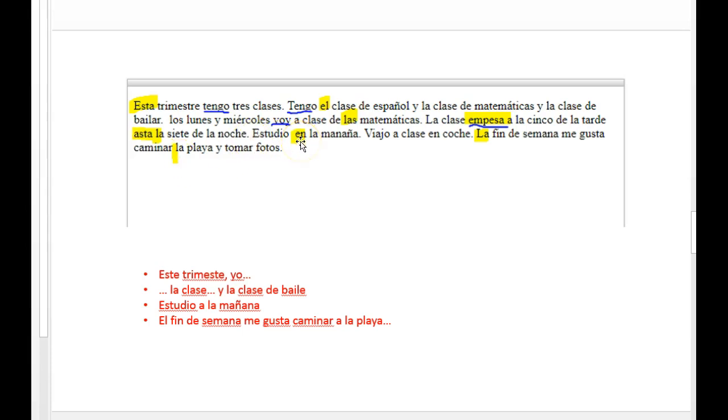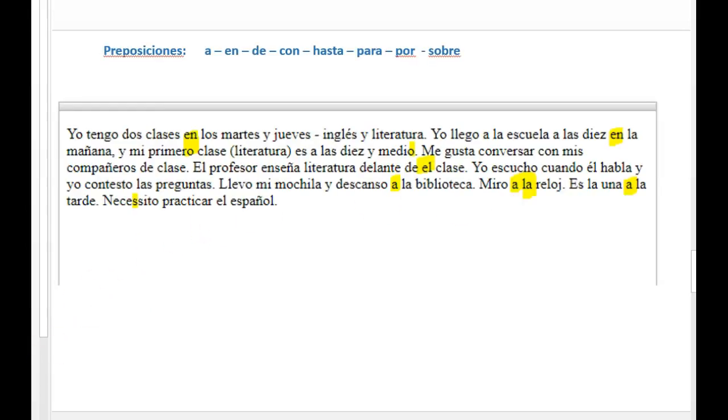Estudio a la mañana, another preposition, and here is agreement, el fin de semana. From this chapter and on, these feminine, masculine agreements are going to start counting. In this one, I'm just marking this because you're preparing for your composition number 3. Because before chapter 1 and chapter 2, we didn't teach that much about agreement. But in chapter 3, we did.